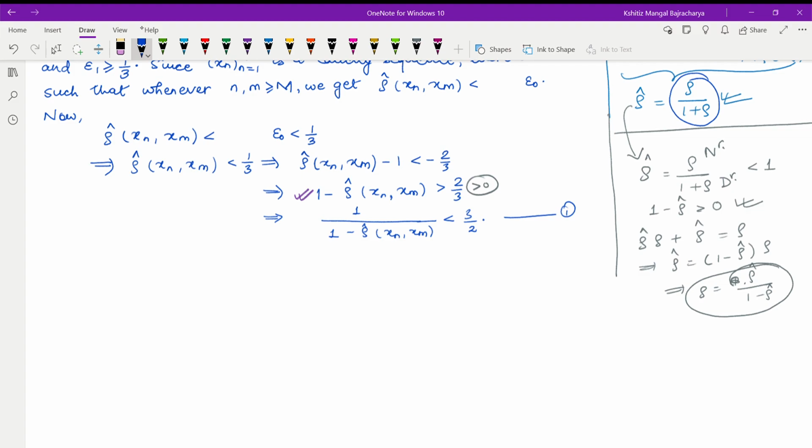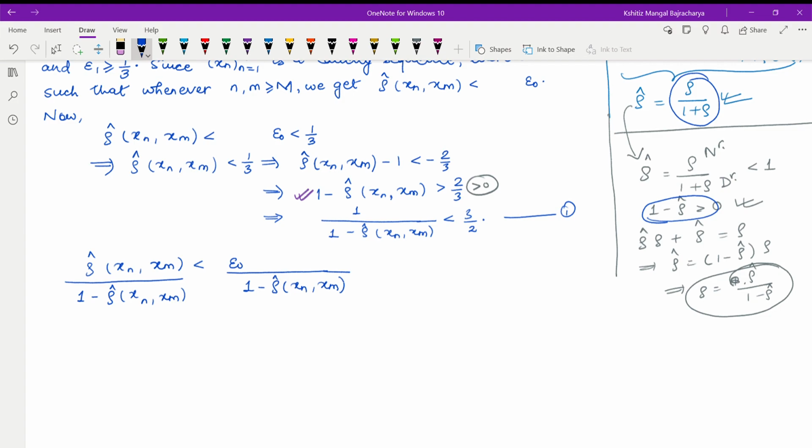Now, what about 3 over 2, right? So, rho xn xm was less than epsilon naught. Like this. Initially, I've taken it to be less than epsilon naught. Now, since this is positive, I'm going to divide both sides of this inequality by this, whatever this is, without altering the inequality sign.